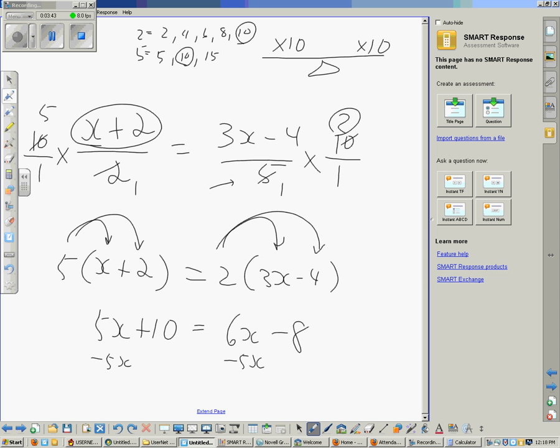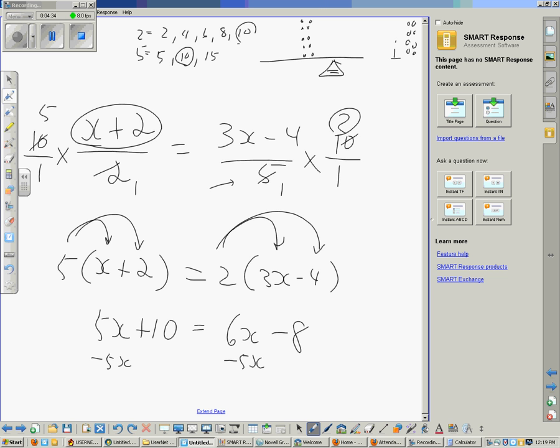Thinking of that from a modeled perspective, if I had 5 x's on this side and 10, and I have 6 x's on this side and minus 8, if I was to take away 5 x's from both sides, take away 5 x's from here and do the same thing over here, that's still going to keep this thing balanced, or equal.